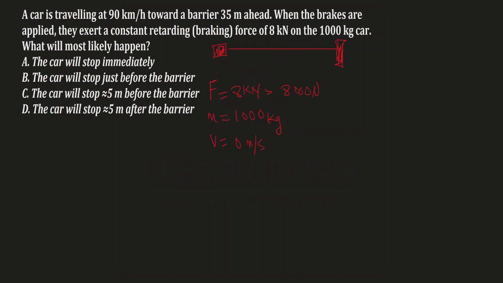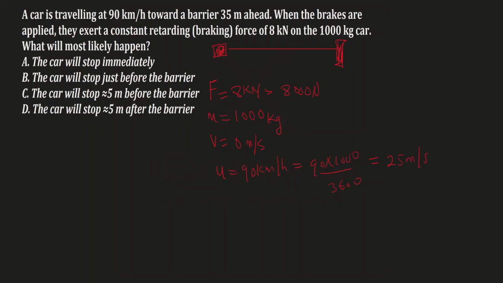And then the initial velocity is 90 kilometers per hour, which we convert to meters per second as 90 times 1,000 over 3,600. So 90 times 1,000 over 3,600 gives 25 meters per second.